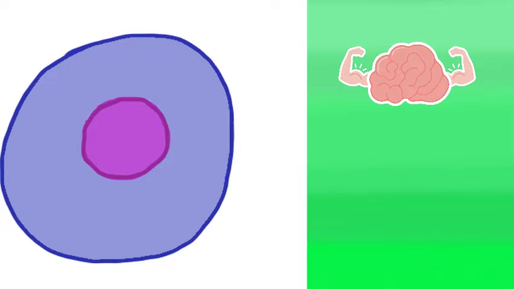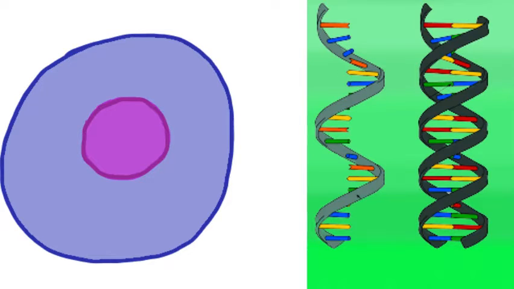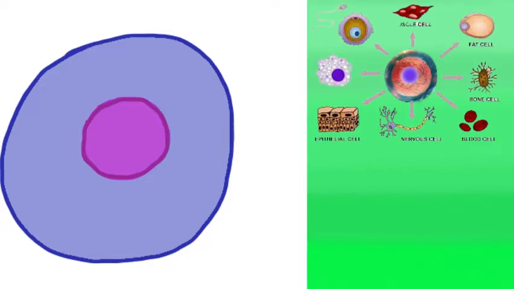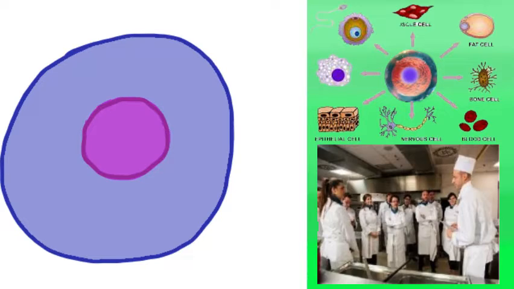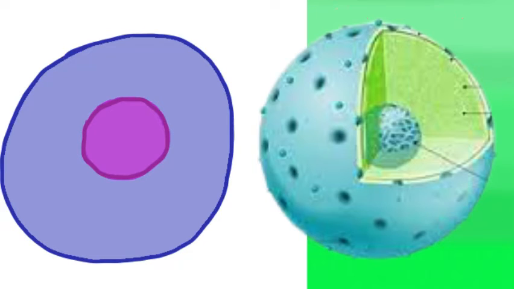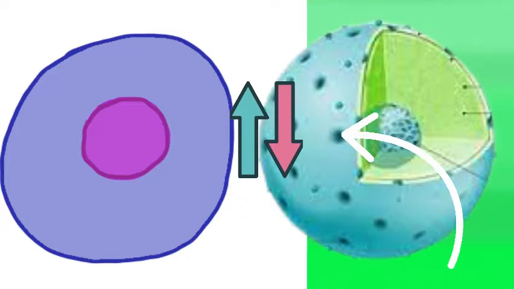The nucleus is the brain of the cell. The DNA, also known as genetic material, determines the type of cell it is. It controls the cell and gives orders to make specific proteins. The nuclear pores allow material to move in and out of the nucleus, used in transcription.